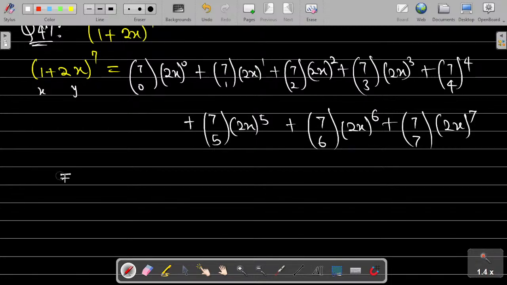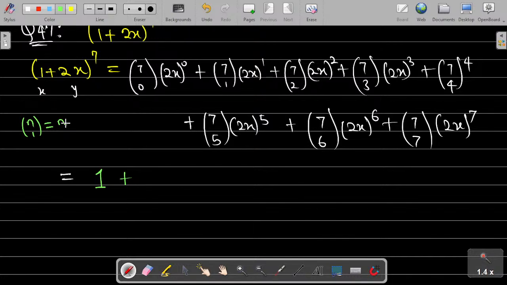So your job now, according to them, in expanding the coefficients, is to simplify what we have. 7 combination 0, like I said earlier, will be 1, and 2x to the power of 0 is also 1. So we have 1 here. And then the next one is plus 7 combination 1, which is actually 7. Whenever you have n combination 1, it is actually equal to n.